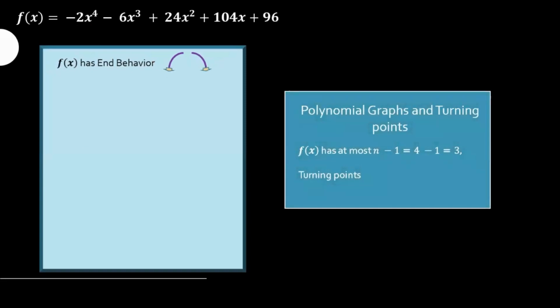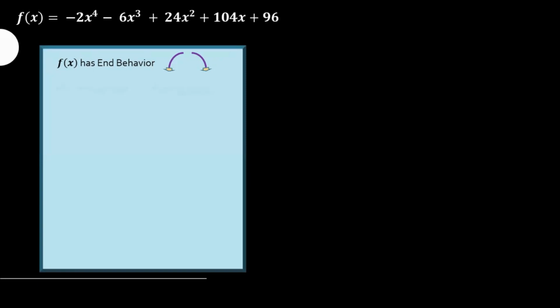Next, we use our polynomial graphs and turning points. Any function will have at most n minus 1, so in our case, 4 minus 1 or 3 turning points. So when we go to sketch this picture, it will go from increasing to decreasing or decreasing to increasing at most 3 times.